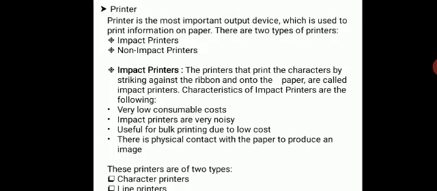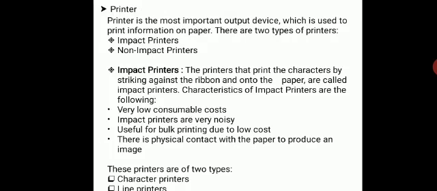Second output device, a very important output device, is the printer. It is a hard output device which is used to print information on paper. There are two different types of printers, impact and non-impact printers. First one is impact printers. The printers that print character by character against the ribbon onto the paper are called impact printers.